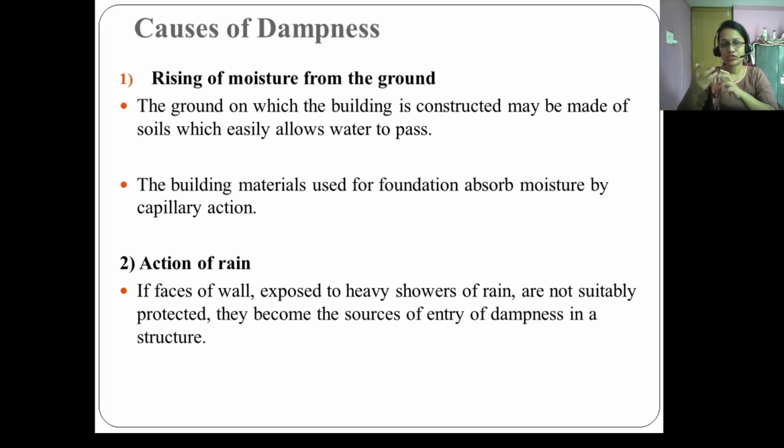Regarding the action of the rain, if the faces of the wall exposed to heavy showers of rain are not suitably protected, they become sources of entry of dampness in a structure. Rain beating against the external walls, heavy showers of rain may beat against the external faces of the wall, and if the walls are not properly treated, moisture will enter the wall, causing dampness in the interiors.